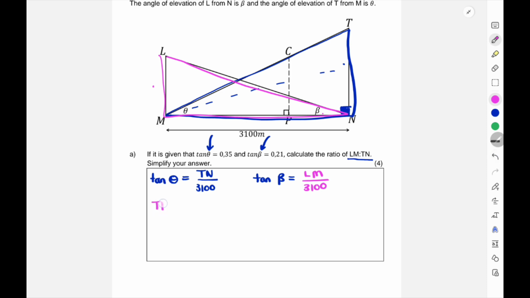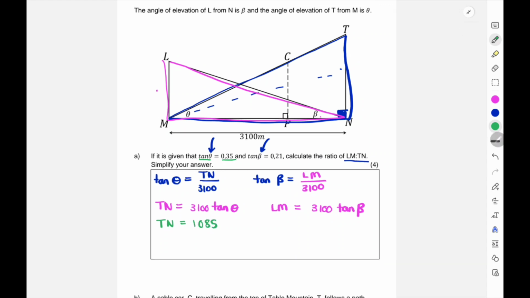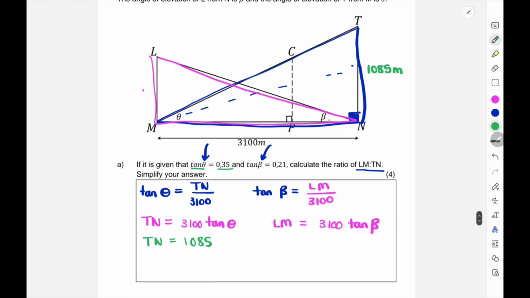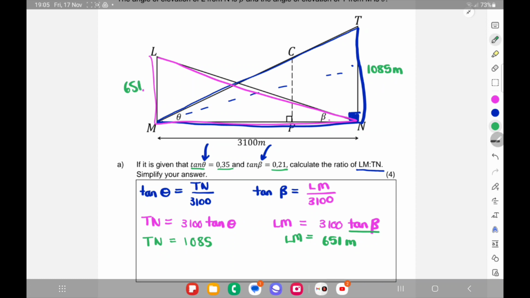We know that TN is equal to 3,100 times tan theta, and over here, LM is equal to 3,100 times tan beta. So just by playing around a bit with it, we can get to that. But they told me that tan theta is 0.35. Now, TN is equal to 3,100 times 0.35. So TN gives you a distance of 1085 meters. And LM is 3,100 times tan beta, which they told me is 0.21, which is LM is equal to 651 meters, which makes sense because he's shorter.